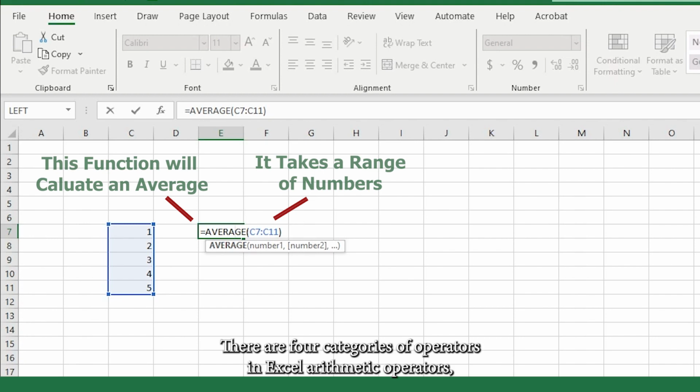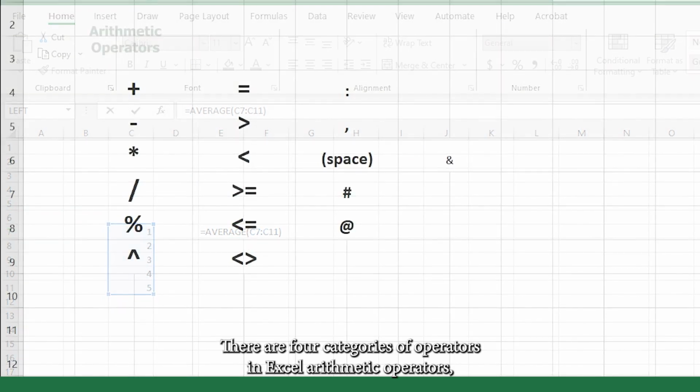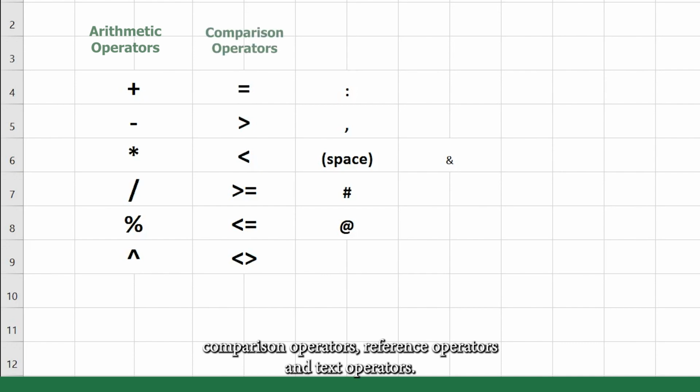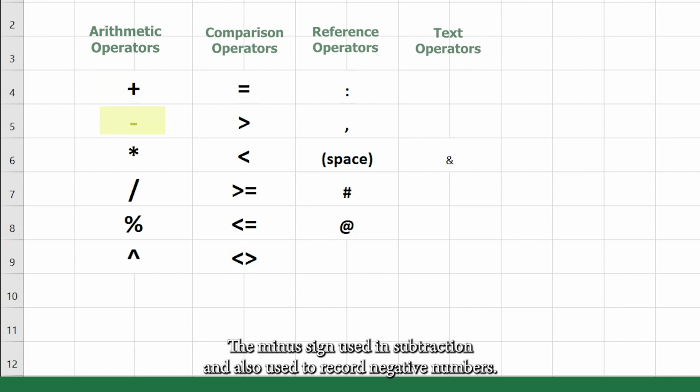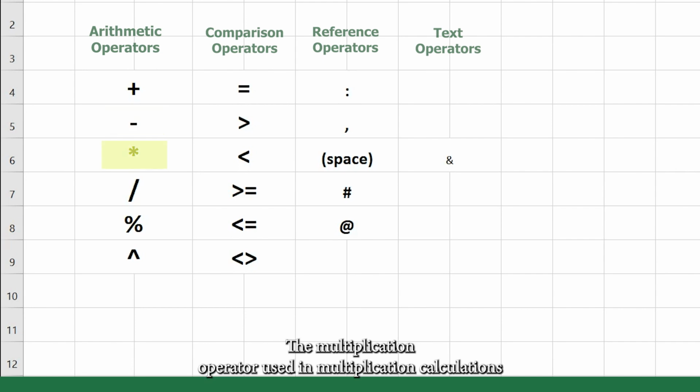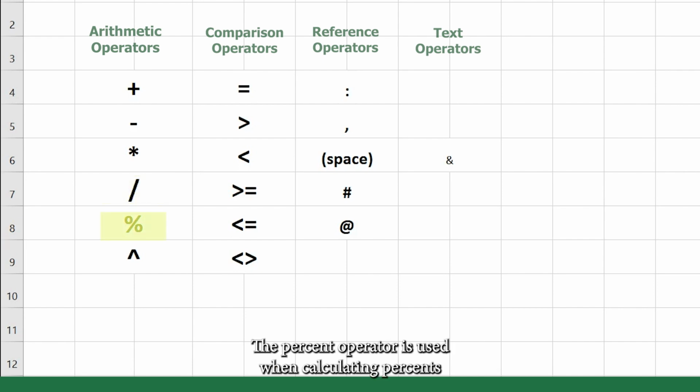There are 4 categories of operators in Excel: arithmetic operators, comparison operators, reference operators, and text operators. Arithmetic operators include the addition operator used to add numbers. The minus sign, used in subtraction, is also used to record negative numbers. The multiplication operator, used in multiplication calculations. The forward slash is used for division. The percent operator is used when calculating percents. And the exponentiation operator is assigned the caret symbol.